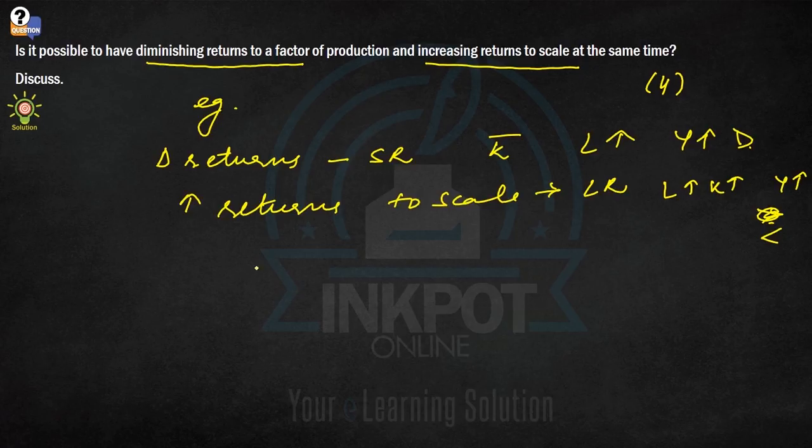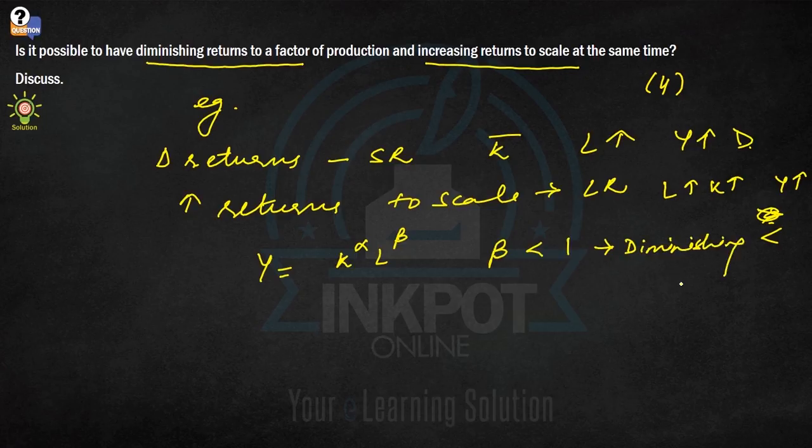So let's take an example. You can take any example wherein you take K raised to power alpha, L raised to power beta. Now beta necessarily has to be less than 1, because if it is less than 1 then it will imply diminishing returns, so that alpha plus beta is greater than 1. You understand what I did? I said K raised to power alpha and L raised to power beta. Beta has to be less than 1. Less than 1 means diminishing.